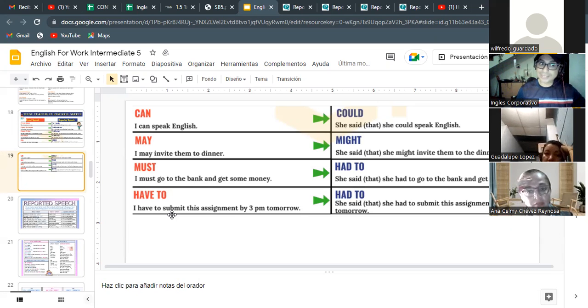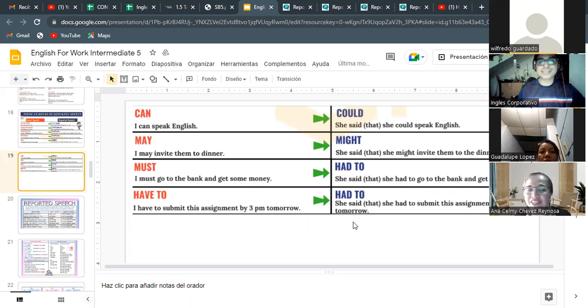That's why we're analyzing one by one, you know? So those little things don't escape, right? Good, good. And the last one says, she said she had to submit this assignment by 3 p.m. tomorrow. How is that going to be in negative? She said she didn't have to submit this assignment by 3 p.m. tomorrow. Very good. She said that she didn't have, in present.